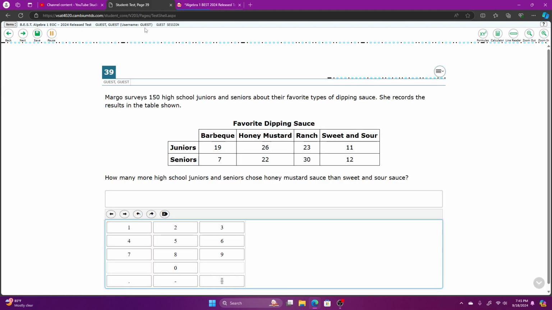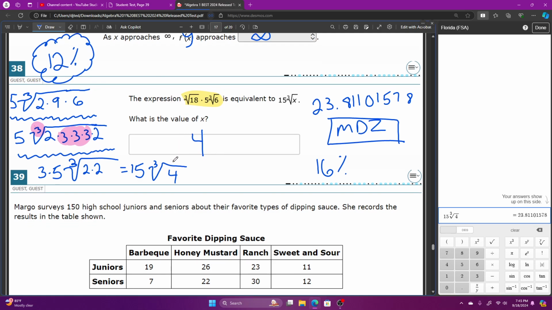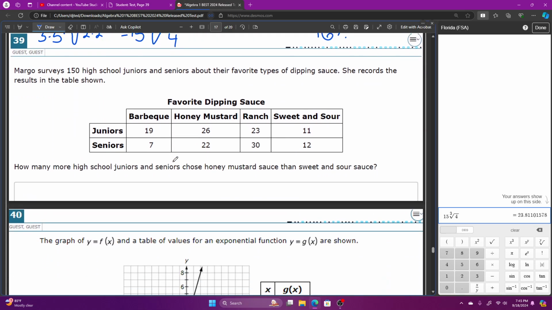And then question number 39 says, Margot surveys 150 high school juniors and seniors about their favorite types of dipping sauce. She records the results in the table shown. How many more high school juniors and seniors chose honey mustard sauce than sweet and sour sauce?